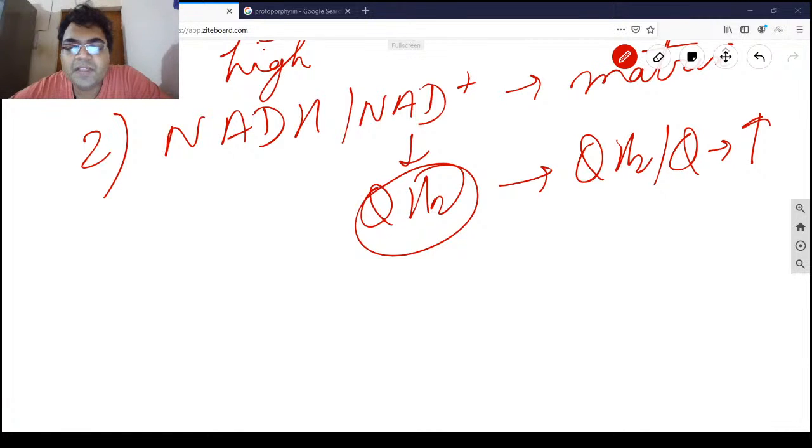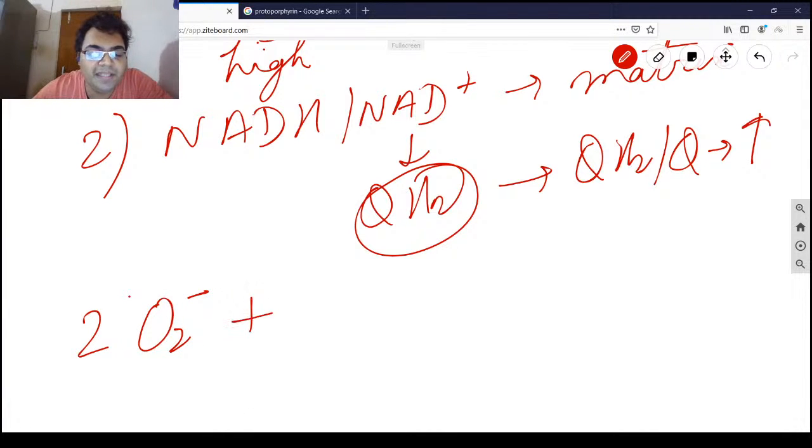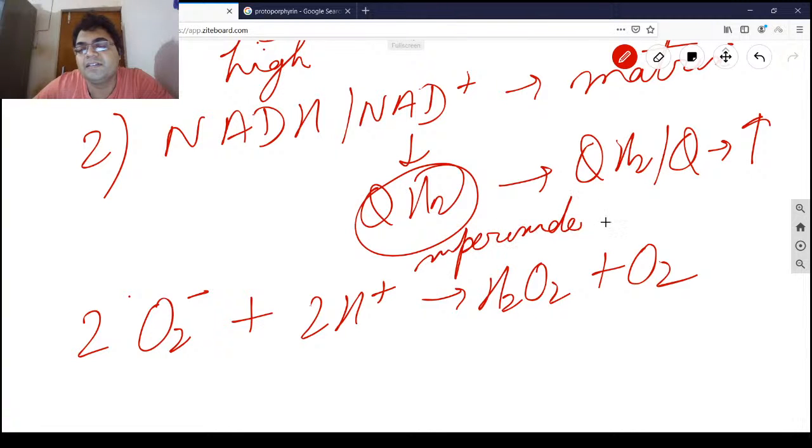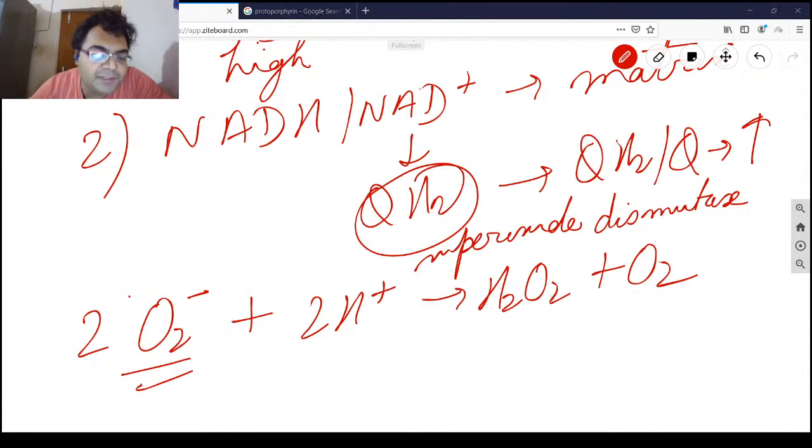So now the free radical must be quenched. To prevent oxidative damage by O2 minus, cells have the enzyme known as superoxide dismutase. It catalyzes the following reaction: 2 O2 minus plus 2 H plus gives H2O2 plus O2. So this is catalyzed by superoxide dismutase, converting the superoxide into H2O2.